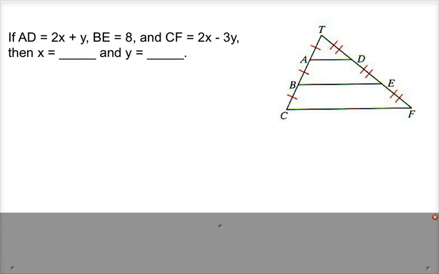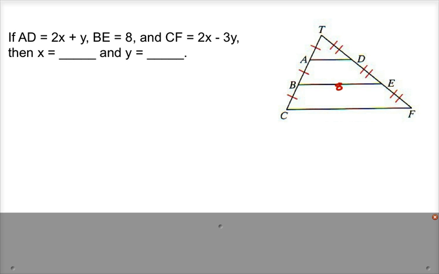If AD is 2x plus y, BE equals 8, and CF equals 2x minus 3y, then x equals what and y equals what? All right, let's look over here. I'm going to start by writing in the easiest part, which is BE equals 8. Now, if BE is 8, what are the values for the other parts?